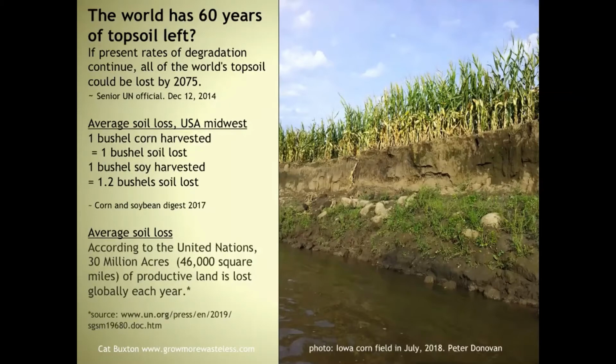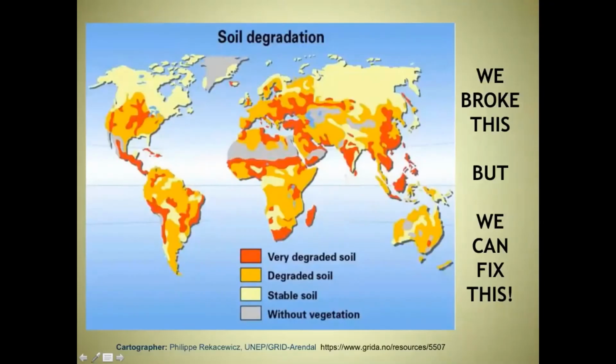And I want to say that this is not the fault of farmers. This is not the fault of people managing land. This is a part of our economic system, and we can change that. Globally, soil degradation is astronomical. The red areas on this map are indicating very degraded soil, and in some cases, those are places that are now deserts that used to be biodiverse ecosystems. This is very real, and this is very connected to climate change.